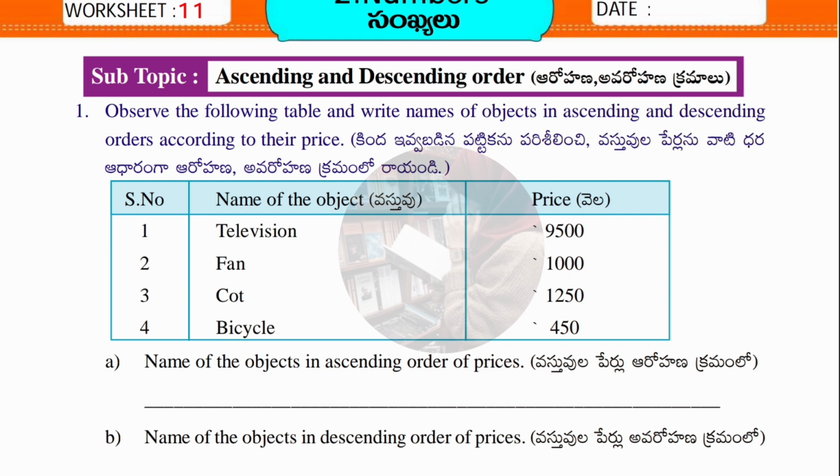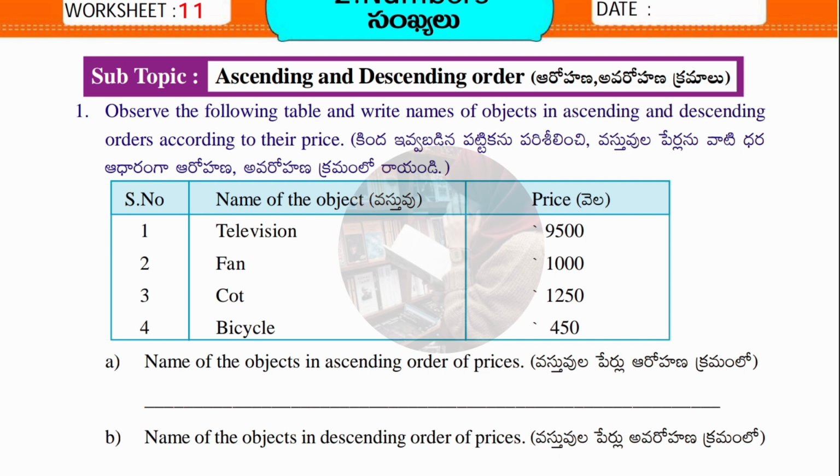Here the subtopic is ascending and descending order again. Okay, let's see first question. Observe the following table and write names of the object in ascending and descending order. Okay, here one box is given in which we have 3 columns: serial number, name of the object, and price. Okay, now we have to see the object and its price. According to it, we have to give the answer for the given question.